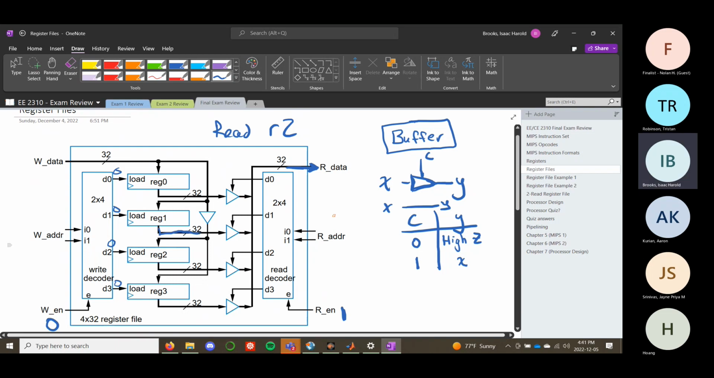Okay, so you can imagine that the contents of register one are right here. The contents of register two are right here. And our goal was to get the contents of register two onto this line here. So let me get a different color, maybe. So this is the contents. This is where we want the contents of register two to end up.